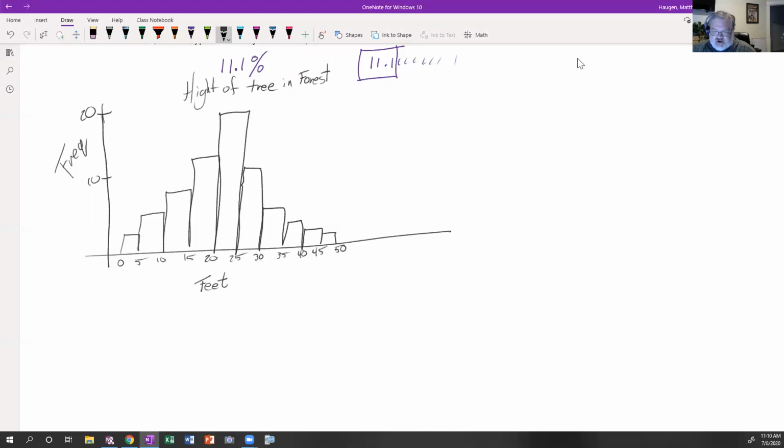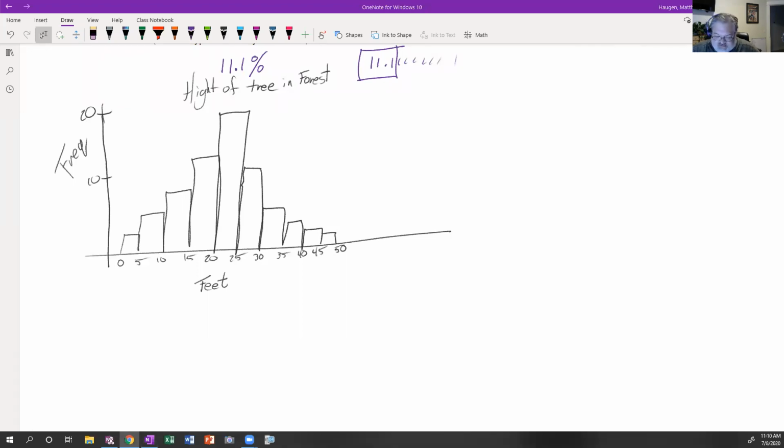This type of histogram is fairly particular. Notice that it's got the kind of classic shape where most of the data, most of the heights, fall in or near the middle, with less and less trees occurring at the extreme heights. Less and less trees that are tiny, less and less trees that are really, really tall, with most of them being nice and in the middle. Fair?